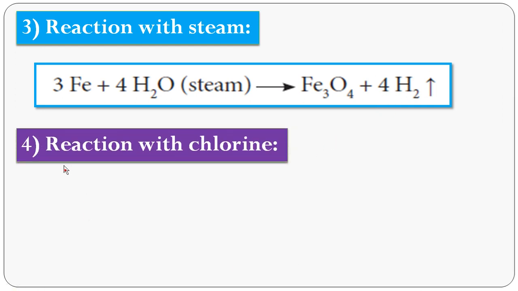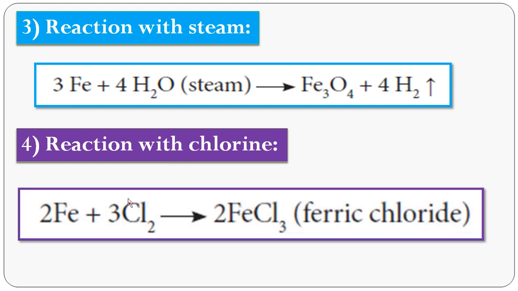The fourth one, reaction with chlorine. What is the symbol of chlorine? Cl2. Iron, when it reacts with chlorine, forms ferric chloride, because iron has the valency 3. Iron reacts with chlorine to form ferric chloride, FeCl3.